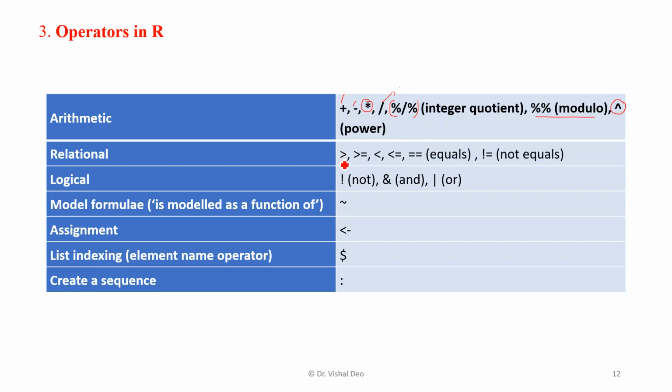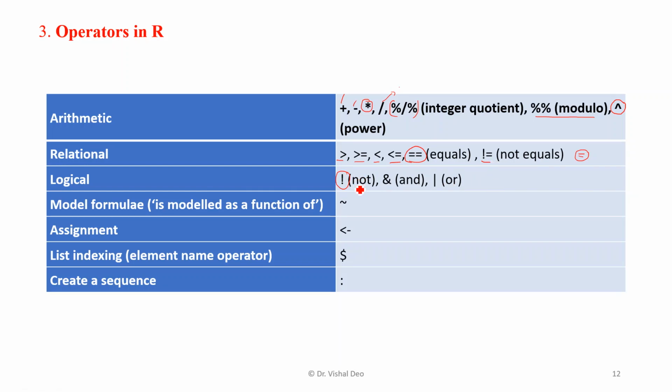Relational operators: this one is greater than, this is greater than or equal to, less than or equal to. This double equal to is used when we are checking whether two values are equal or not. If we use a single equal to, it will be used as an assignment operator. It will assign a value to the given variable. But if I am writing double equal to, it means I am checking whether the two values are equal or not. And this exclamation mark equal to means not equal. Exclamation, as you can see in the next logical operators, means not. So here also exclamation and then equal to means not equal to.